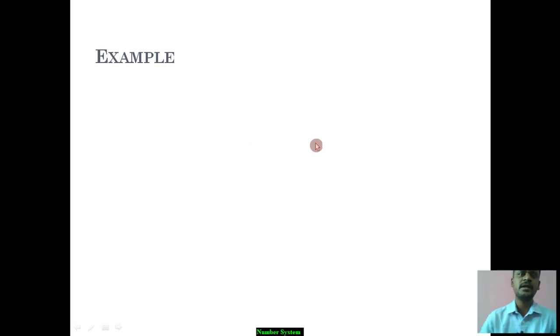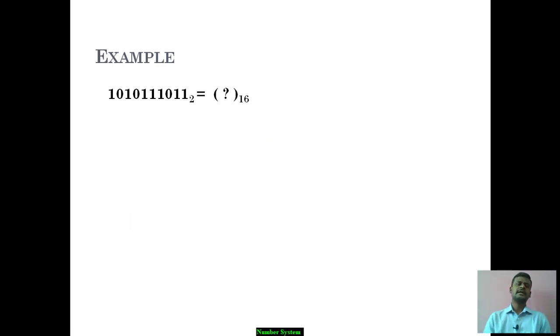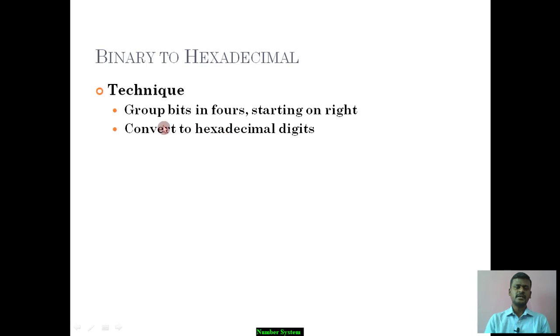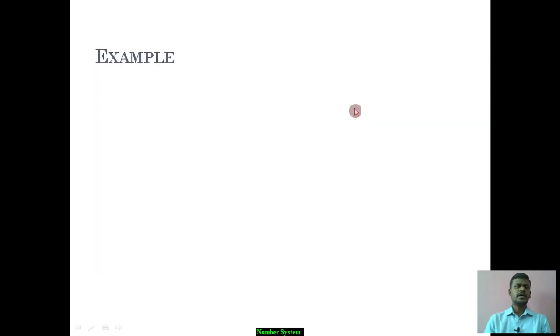We will take one example and apply that technique. The example is 10 1011 1011 0 1, a binary value. These digits need to be converted into a hexadecimal value. According to the technique, first we need to group the bits into fours starting on the right side. So from the right side of these bits, we will start grouping into 4 bits.